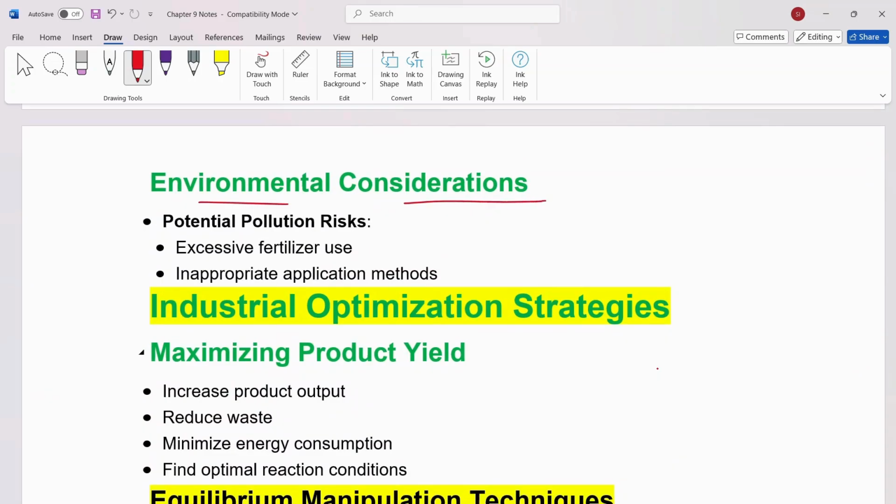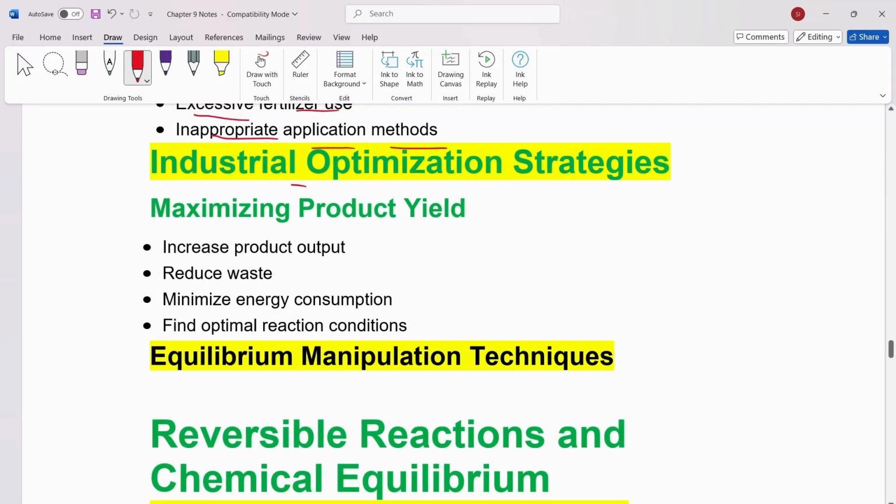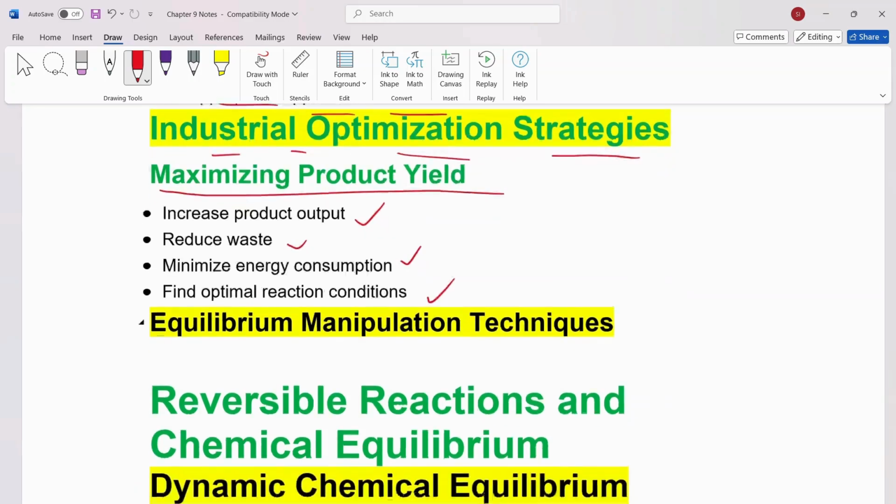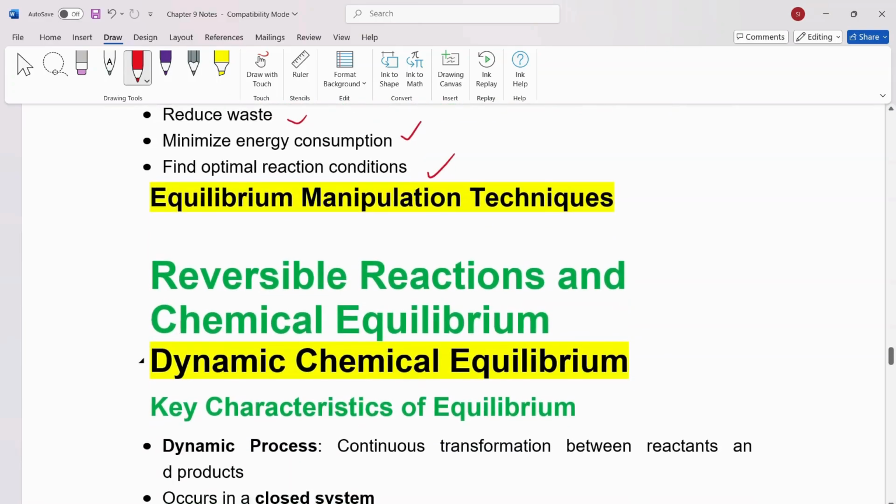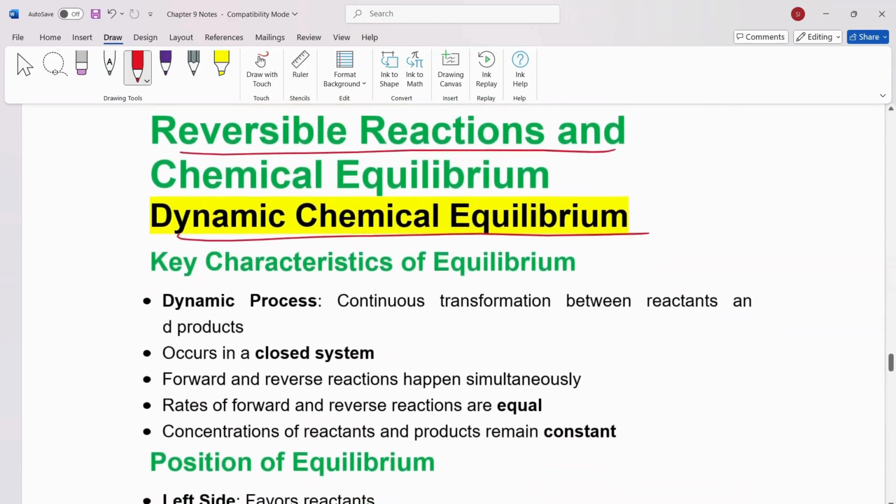Let's talk about environmental considerations. Potential pollution risks can be excessive fertilizer use and inappropriate application methods. Industrial optimization strategies: first is maximizing product yield. How? Increase product output, reduce waste, minimize energy consumption, find optimal reaction conditions. Some reversible reactions have dynamic chemical equilibrium.